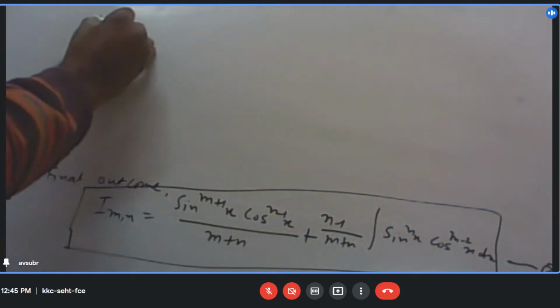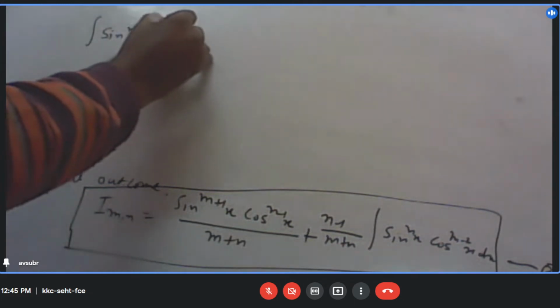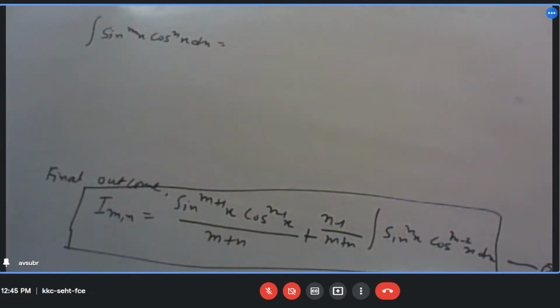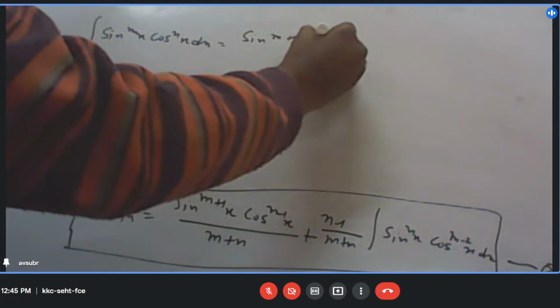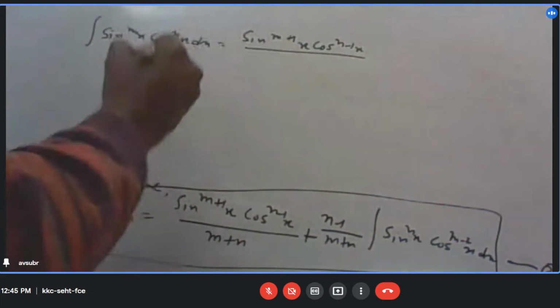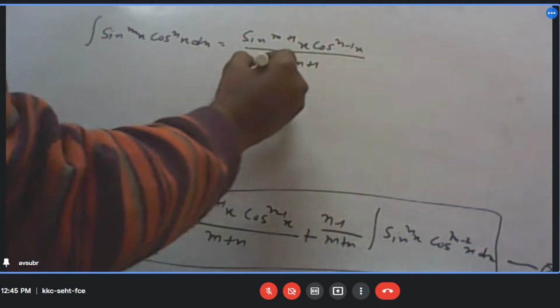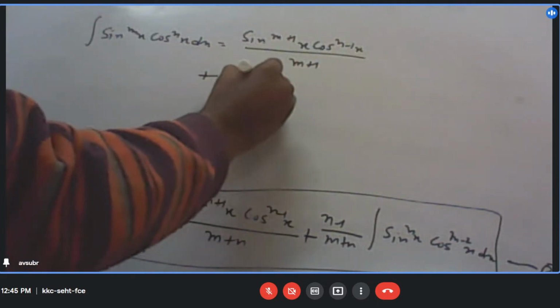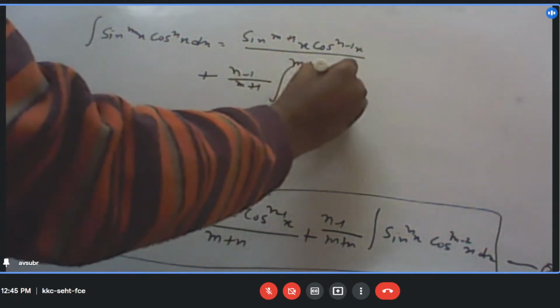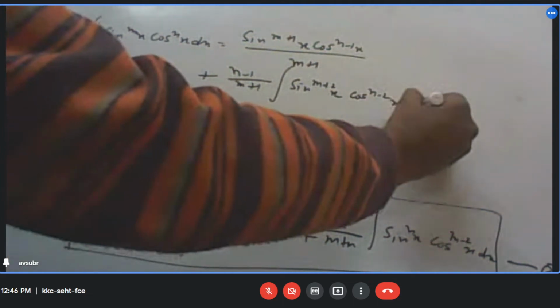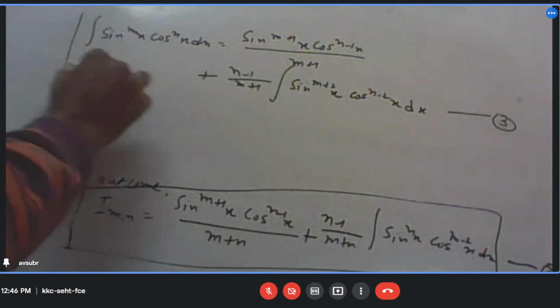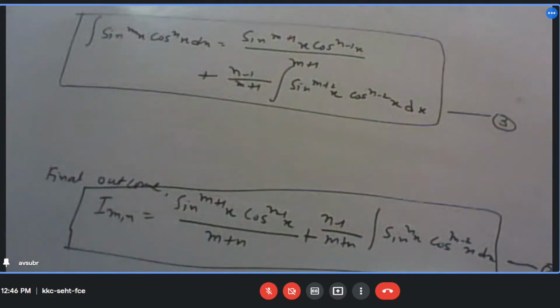Next is the integral of sine to the power m x cos to the power n x dx, which can be written like this also: sine to the power m plus 1 x cos to the power n minus 1 x by m plus n, plus n minus 1 by m plus n, integral of sine to the power m x cos to the power n minus 2 x dx. This is the third form.